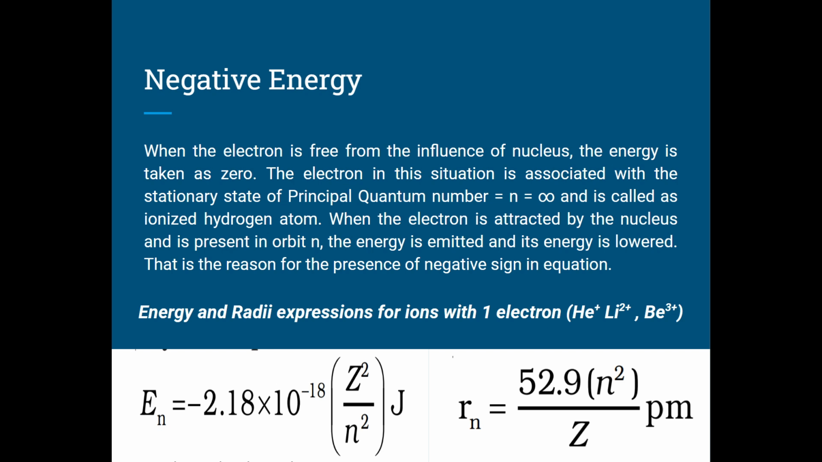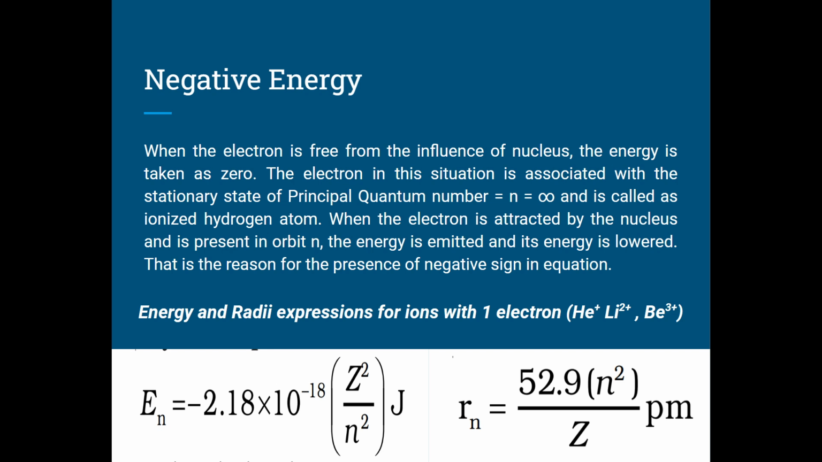Now, if you paid attention, you would have seen that there was a negative sign in the expression of energy. Why was it there? Why can't energy be positive? Your energy is always negative. Why? This is actually a funda, and you need to read this line. When the electron is free from the influence of the nucleus, energy is taken as zero. The electron in this situation is associated with the stationary state of principal quantum number n equals infinity, and is called an ionized hydrogen atom.